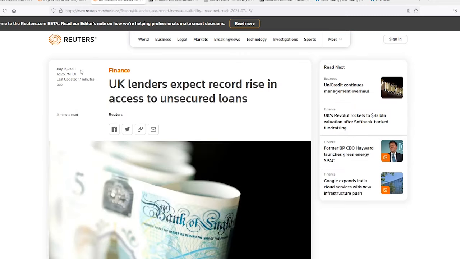And then we look at UK lenders and we say, wow, it's expected that UK lenders, the banks, will have a record rise in access to unsecured loans. Boy, that doesn't sound like the best foundation to build things on. A large rise in unsecured loans. So, if folks are getting easy loans, then you'll see a rise probably in property values. You'll see a rise in retail prices because easy money increases inflation, right?